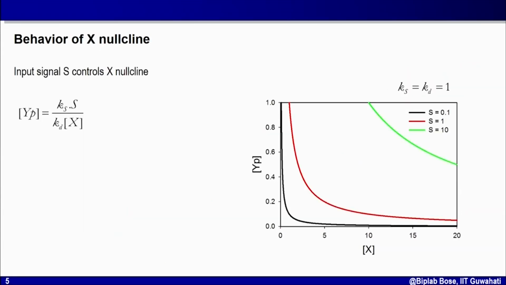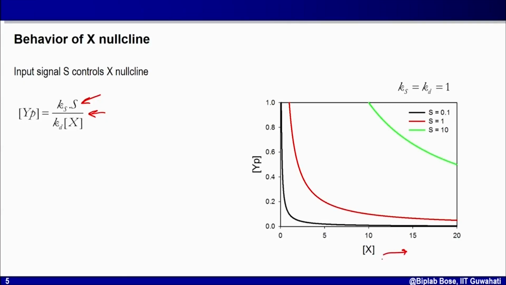Now let us look into the behavior of X alkaline. The equation for X alkaline is this one. We have reduced that algebraically. You can see easily it is a hyperbola, and that hyperbola depends upon S, the input signal. Remember, in our system we are considering S as a constant. It is not changing with time, but we can vary the value of S.